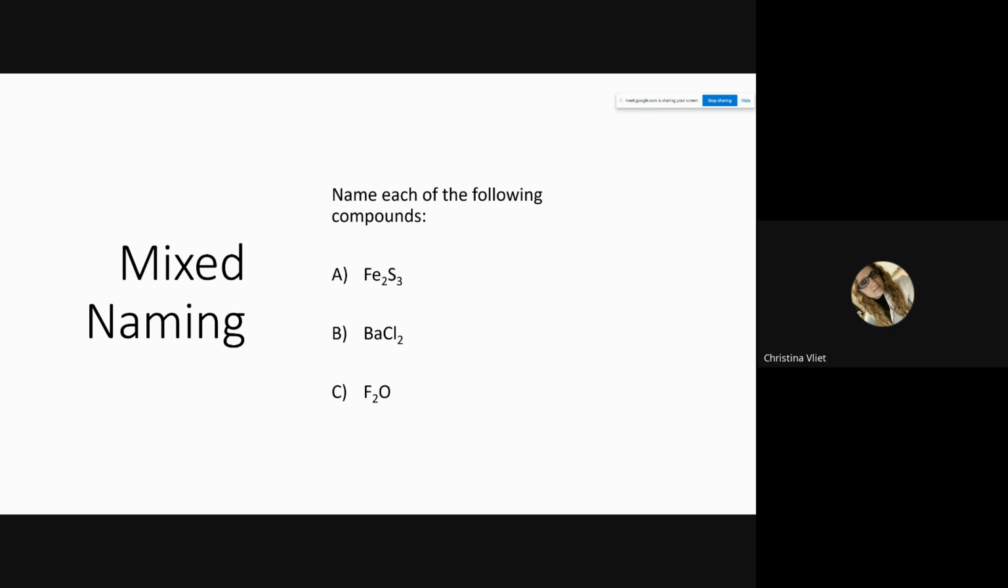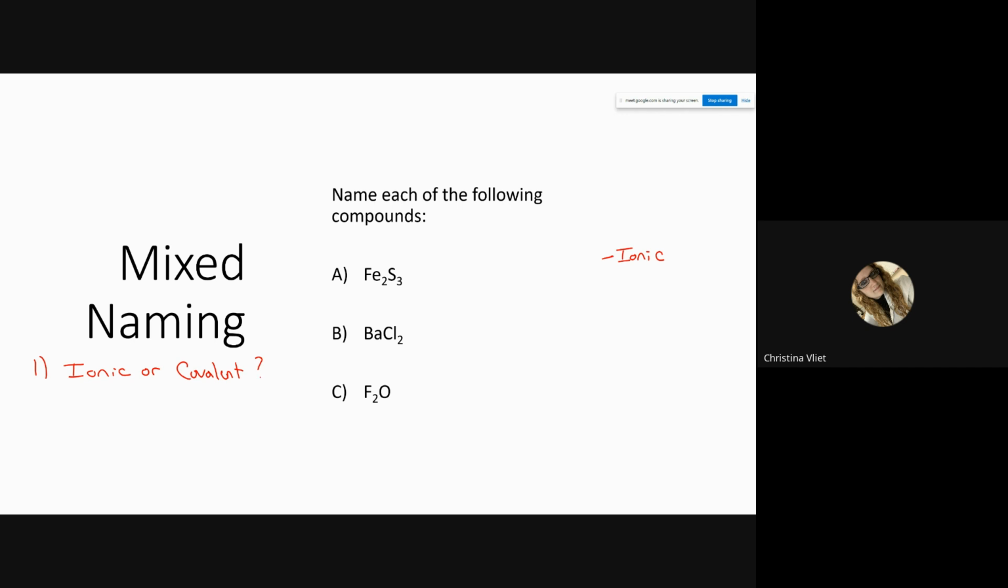How do I know what to do when I start naming compounds? The first thing that I will check is, is it ionic or covalent? So for A, which one is it? So that's the first question.